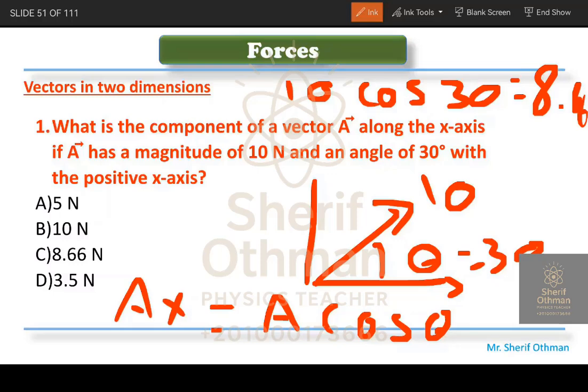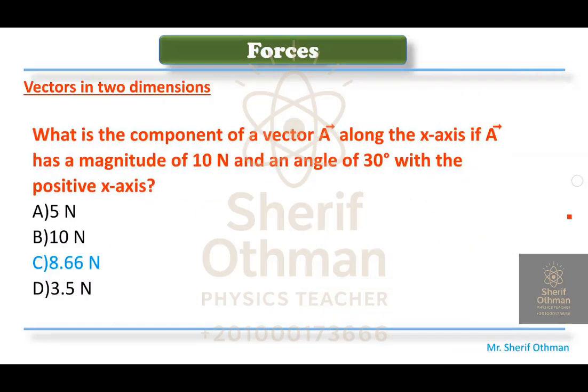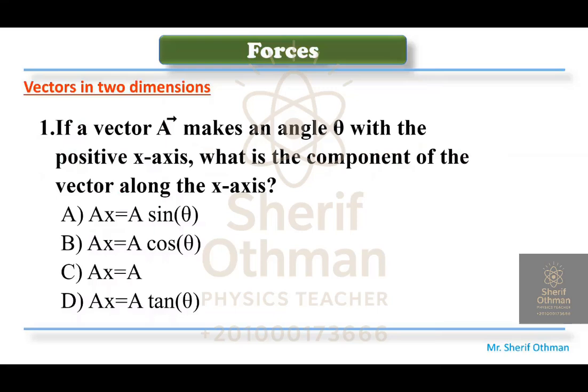And as A is Newton, so it will be 8.66 Newton. If a vector A makes an angle theta with the positive x-axis, what is the component of the vector along the x-axis? Ax equals A cosine theta. If a vector A makes an angle theta with the positive y-axis, what is the component of the vector along the x-axis?